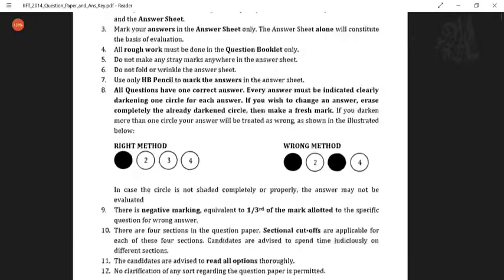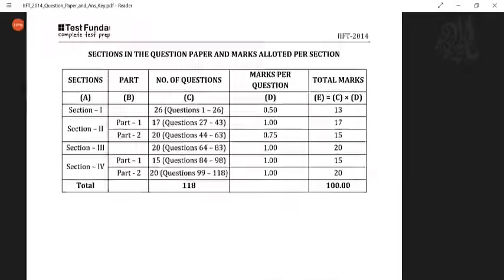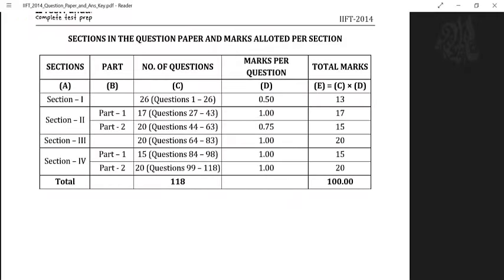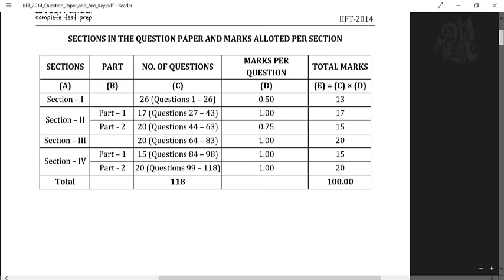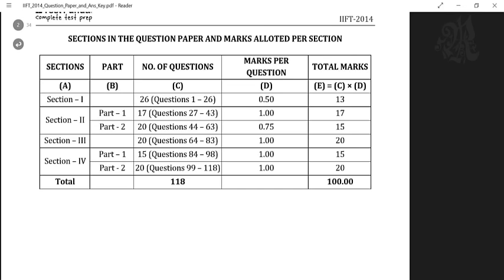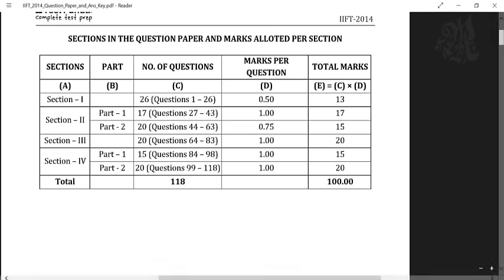So now, looking at the breakup, we're going to break it down. Section 1 has 0.5 marks. Section 2 part A has 1 mark. So, RC is 1 mark. This is 17 questions. In this attempt, at least 6 GK questions. So you get 3 marks there itself.